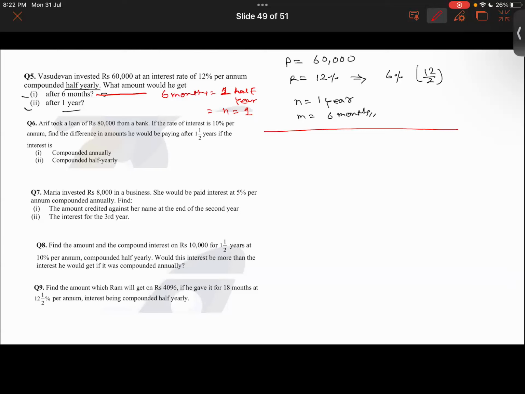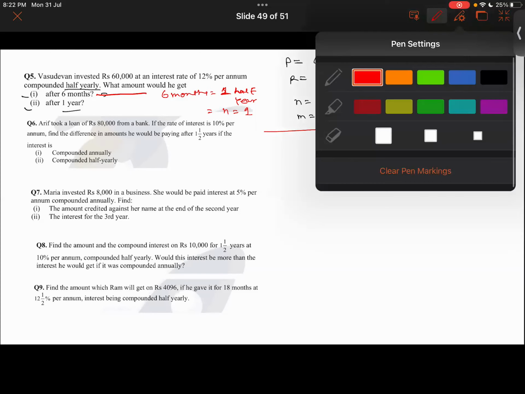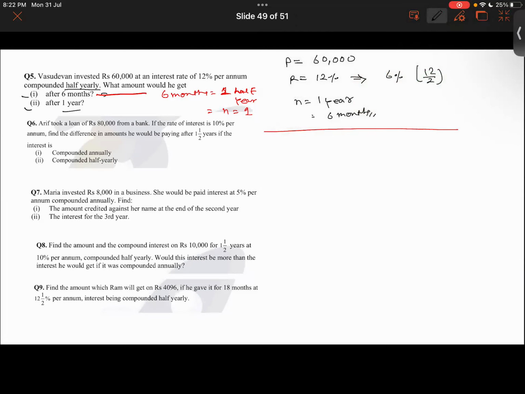Okay, so N here is 1 year, M here is 6 months. Or we can simply, rather than considering it to be N or M, say it to be N only, so that we can avoid the confusions here. So N here is 6 months. When you convert it, we know that 6 months basically means one half-year period, so we will say it to be 1 here. Getting it?